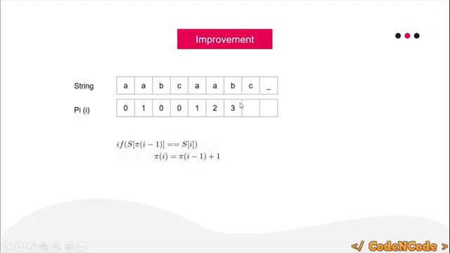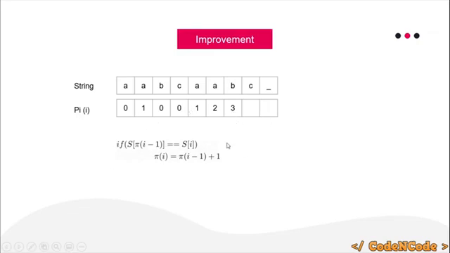So pi of i minus 1 is 3. That means the first three characters are already matching. If pi of i had to be 4, then the fourth character must match the fourth character of the prefix, right? The fourth character of the prefix is at position pi of i minus 1. That is why I'm comparing the pi of i minus 1th character of the string to the ith character. I don't have to compare all of these three because they are already matching. If these match, then pi of i can be pi of i minus 1 plus 1, that is 4. Try to understand this.